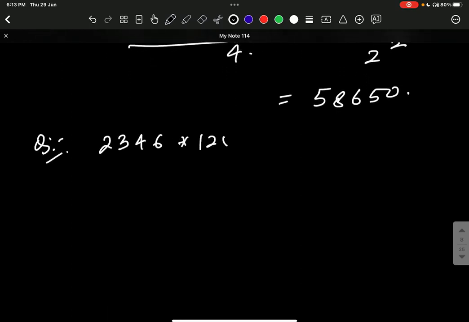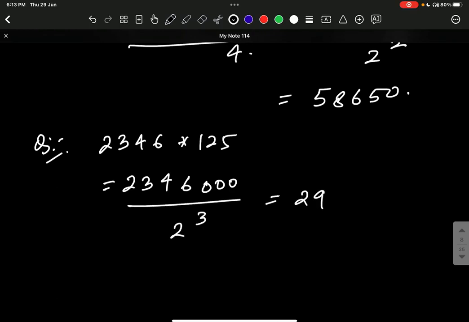Next question. 2346 into 125. Again the same scenario. 2346 into 1000 divided by 8. So this is 2 raised to power 3. That is nothing but 293250. Okay. So this is the way you can do the things and you can calculate it.